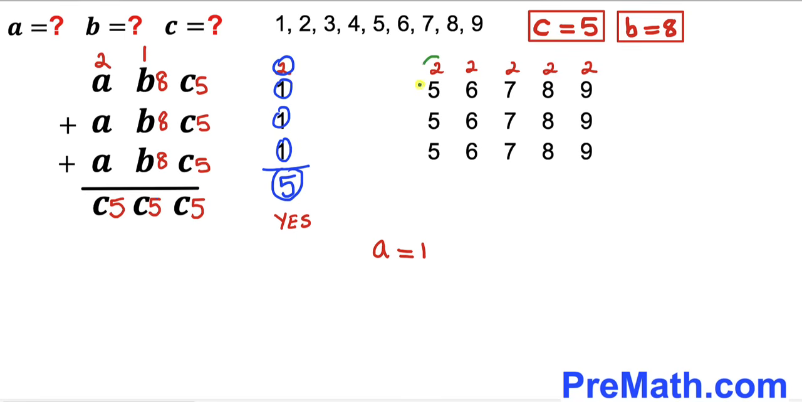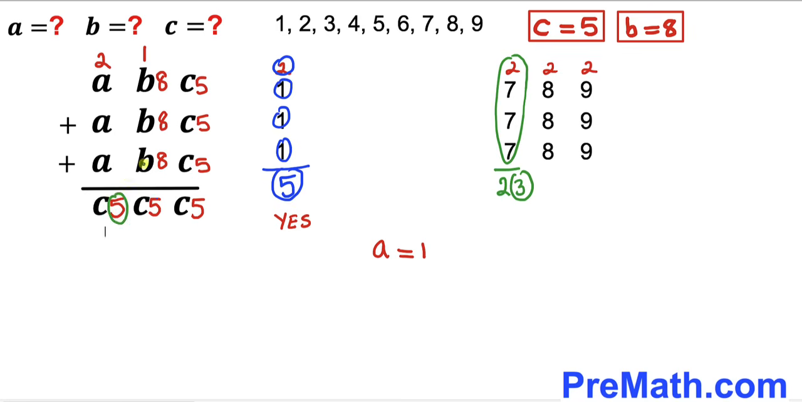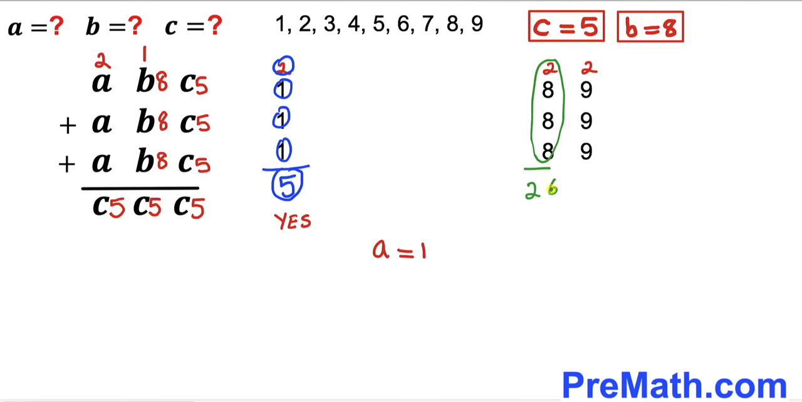Let's try these numbers. If we add them, that is going to give us 17, and now 7 is not the same as 5. And if we add these numbers, that is going to give us 20, and now we can see 0 is not the same as 5. Let's try adding up these numbers. If we add them, that is going to give us 23, and now we can see 3 is not the same as 5. Let's add these numbers. That is going to give us 26, and now we can see 6 is not the same as 5.